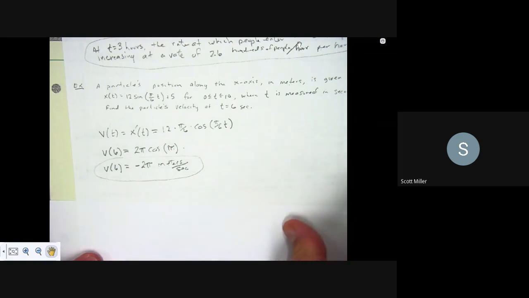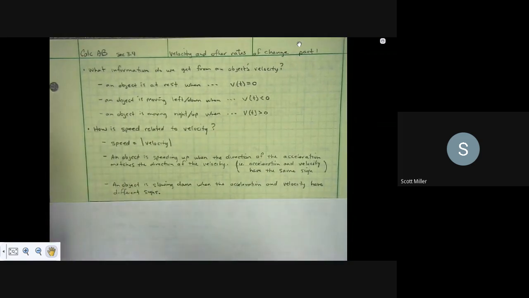How is speed related to the velocity? The speed is equal to the absolute value of the velocity. So in this previous problem over here, when we have the velocity at 6 is a negative 2 pi meters per second, its speed would be the absolute value there, which would be 2 pi. Okay, so think about when you're in the car. Whether you're going forwards or backwards, the speed, how fast you're going, is not a negative number. It's always positive. Okay, there's no negative speed.